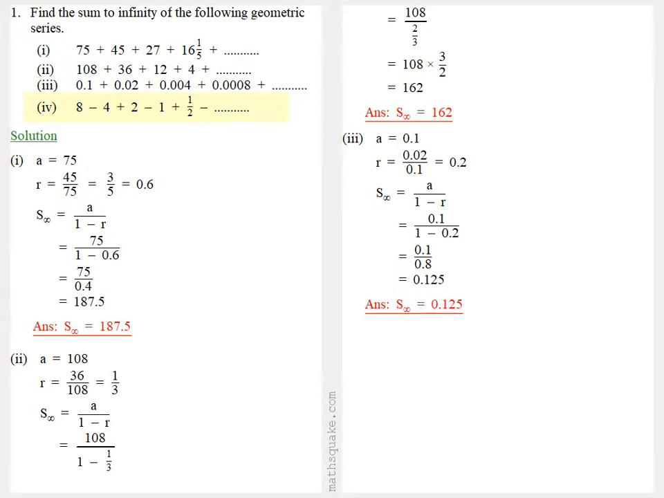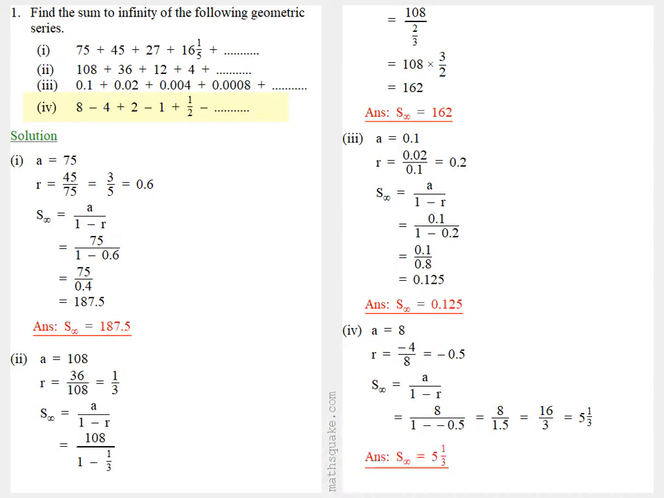In part 4, we've got the series 8 minus 4 plus 2 minus 1 plus a half, and so on. Now the first term is 8, and the common ratio is minus 4 over 8, which is minus 0.5. So the sum to infinity is 8 over 1 take away minus 0.5, which is 8 over 1 plus 0.5, or 8 over 1.5, which is 16 over 3, or 5 1/3. So the sum to infinity is 5 1/3.